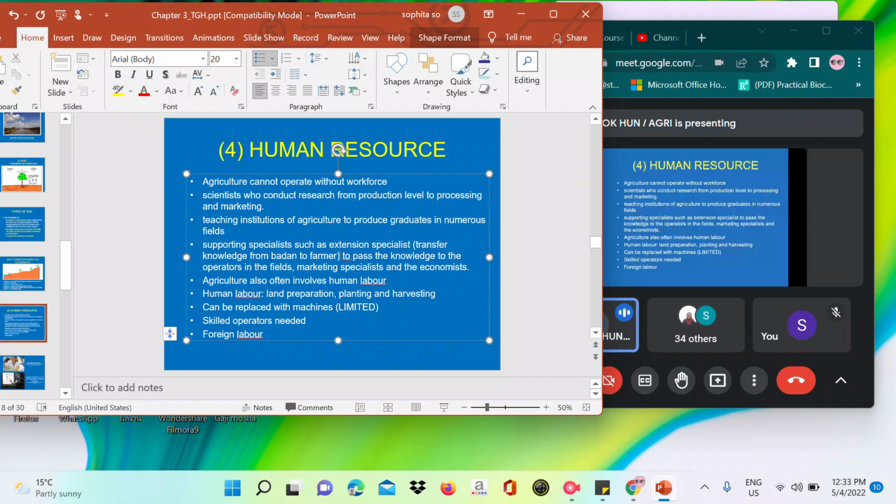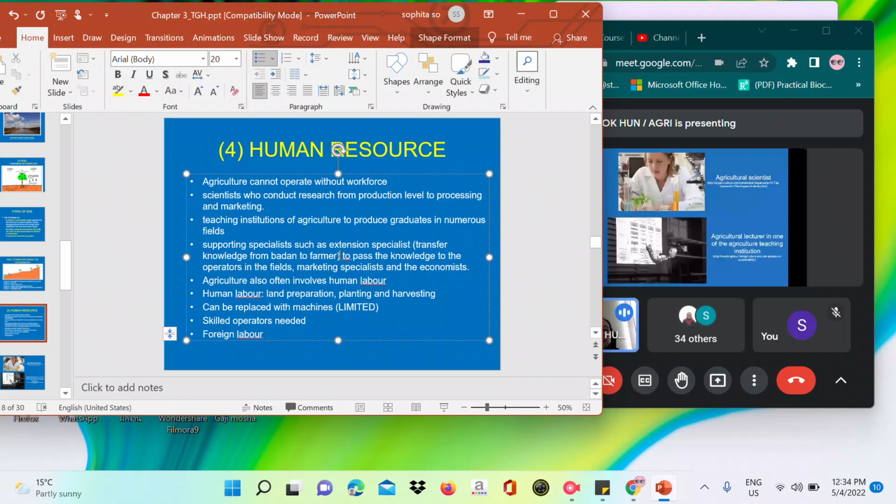So human labor from, let's say, a foreign country, will come over here and replace our local labor. So that also involves human labor. They need to do land preparation, planting, harvesting, and so on. And there are skilled operators and also foreign labor, as mentioned earlier.